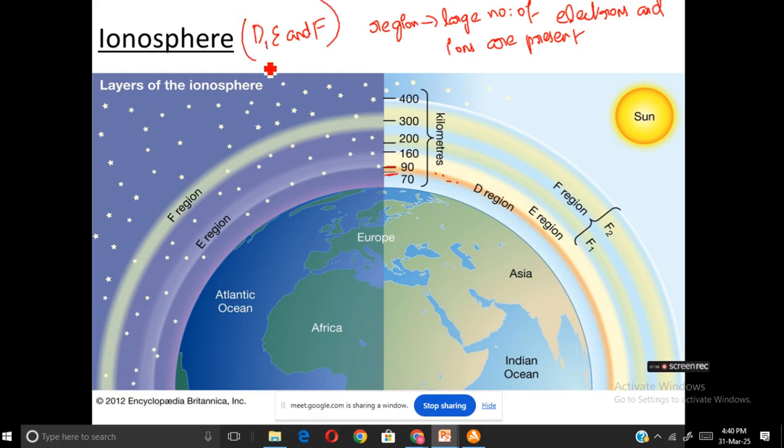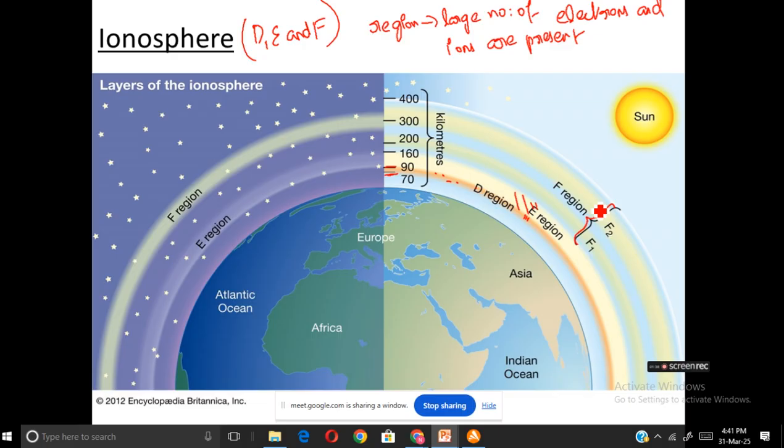D is the lowermost layer, extending from 60 to 100 kilometers. Then we have the E region, which extends from 100 to 150 kilometers. Then there is the F region, which is again divided into two: F1 and F2. F1 extends from 150 to 250 kilometers, and F2 is above 250 kilometers. So these are the four different layers.